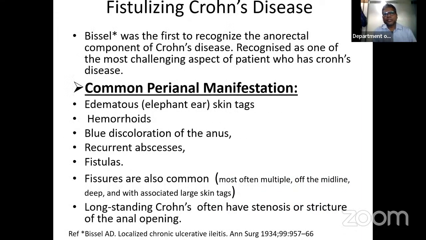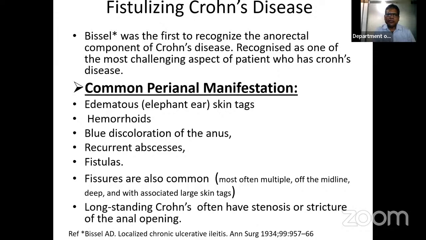Bissell was the first to recognize the anorectal component of Crohn's disease. He recognized it as one of the most challenging aspects of patients who have Crohn's disease. The common perianal manifestations include edematous skin tags, that is, an elephant ear-like presentation. One can also have hemorrhoids, blue discoloration of the anus, recurrent abscesses, and fistulas. Even fissure is also common.